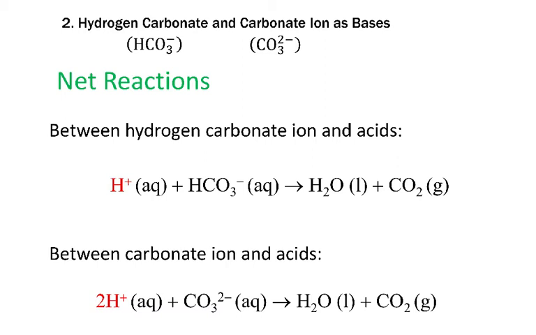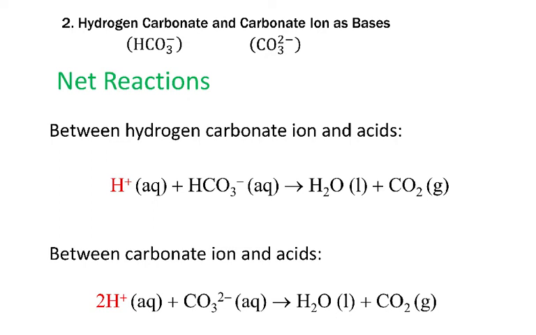So if we have a hydrogen carbonate, HCO3 minus, and any acid, and all we really care about in the acid is just the H plus, right? We'll end up with water and CO2. Now there would also be a salt, right? Some ionic compound, but that's not a part of the net, that's spectator.